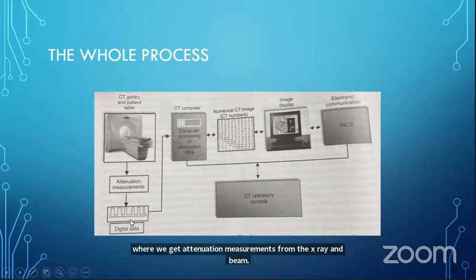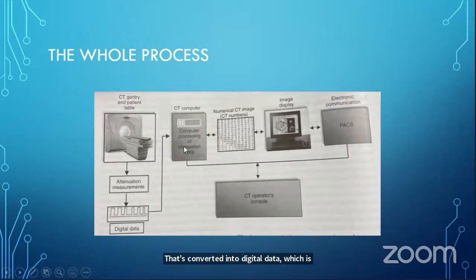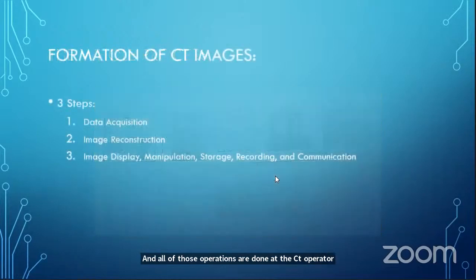That's converted into digital data, which is then sent to a computer for processing. The computer converts that data into CT numbers, we call them Hounsfield units. That is then sent to a display monitor. And from the display monitor, we send those images to PACS. And all of those operations are done at the CT operator's console.